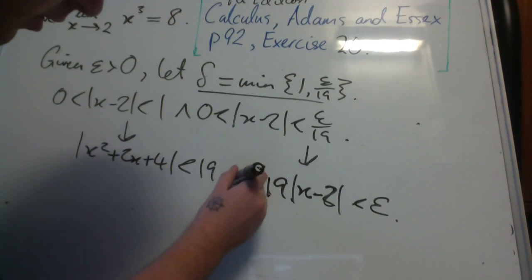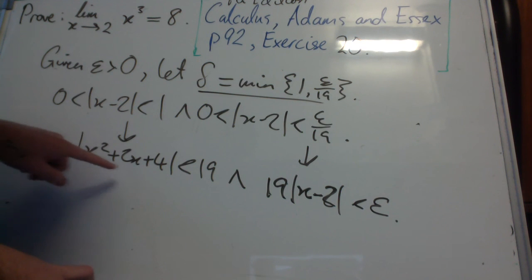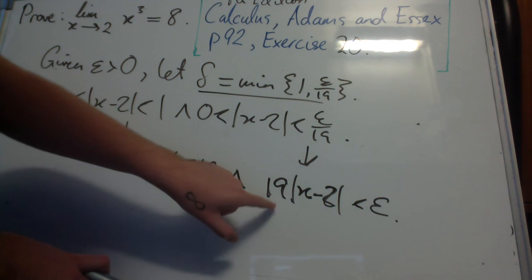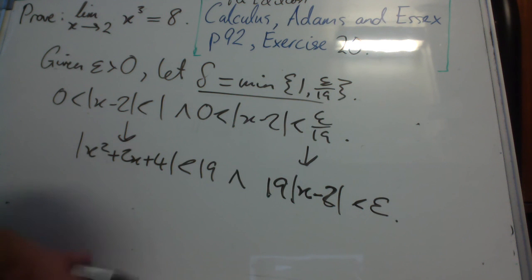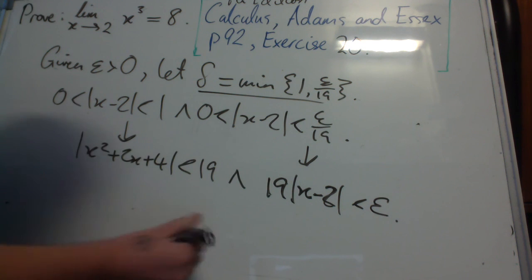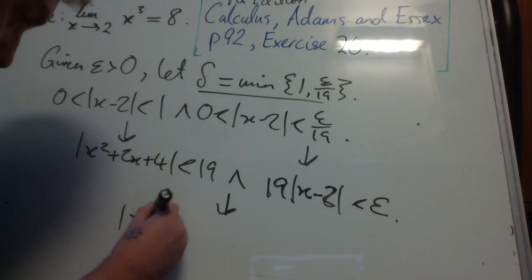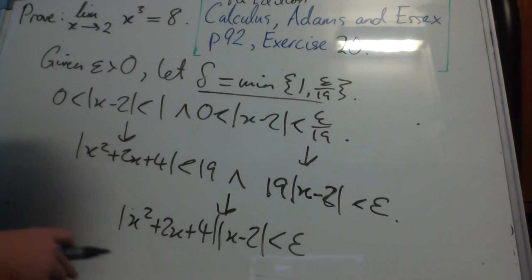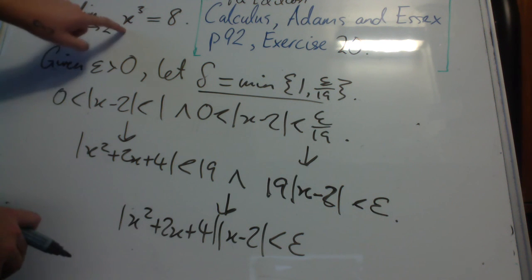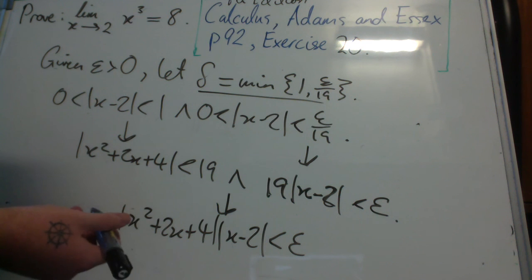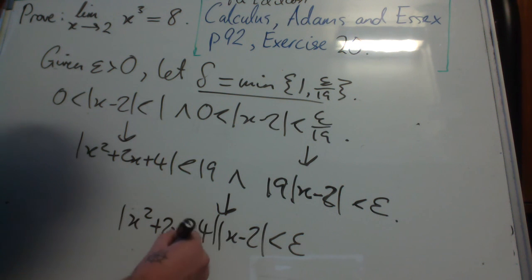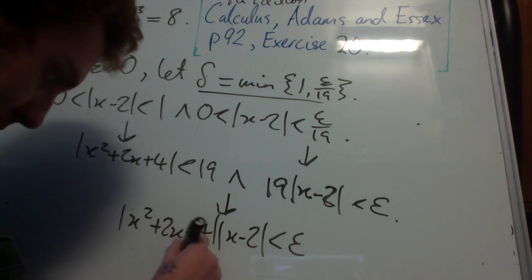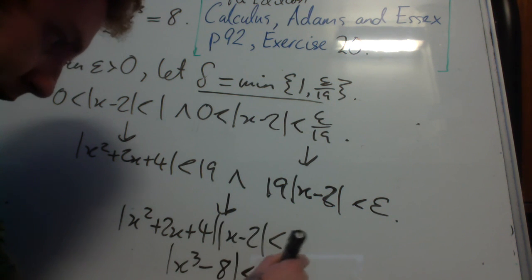And since we've got both of these in conjunction, we can see that this must be less than 19. Hence, we can replace 19 with this, because the inequality will still hold. So they both imply that |x squared plus 2x plus 4| times |x - 2| is less than epsilon. Then from here, we get |x cubed - 8| less than epsilon. So we multiply this out again. Remember, the product of absolute values is the absolute value of the product. So you get |x cubed - 8| less than epsilon. And our proof is finished.